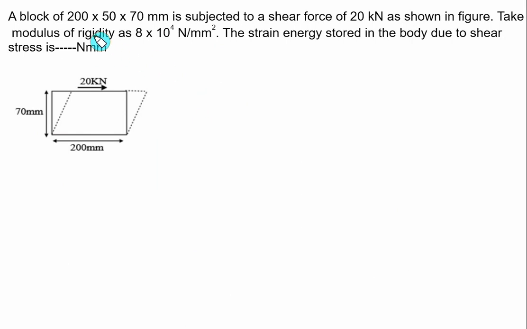So there is a difference in the strain energy density due to the shear force and due to the torsion. A block of 200 by 50 mm by 70 mm is subjected to a shear force of 20 kN. Take the modulus of rigidity G equal to 8 into 10 to the power 4 Newton per mm square, that is megapascal. The strain energy stored in the body due to shear stress we have to find out in Newton mm. So here the top plane is of dimension 200 mm by 50 mm, and to this plane the force of 20 kN is acting parallel.